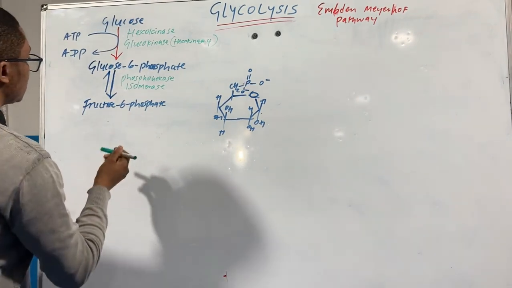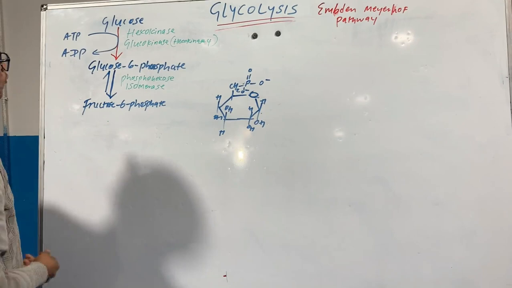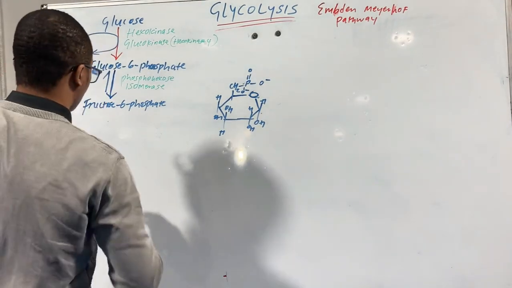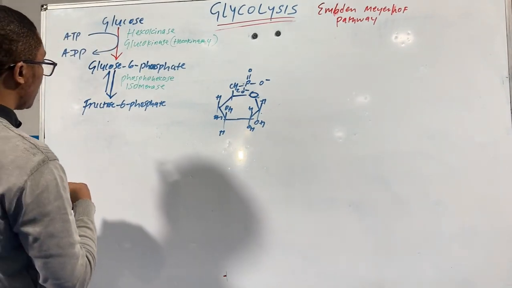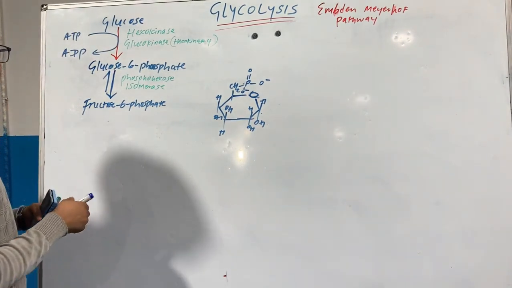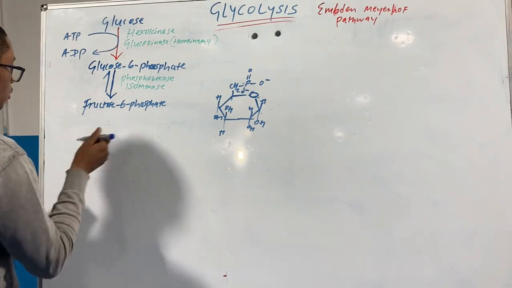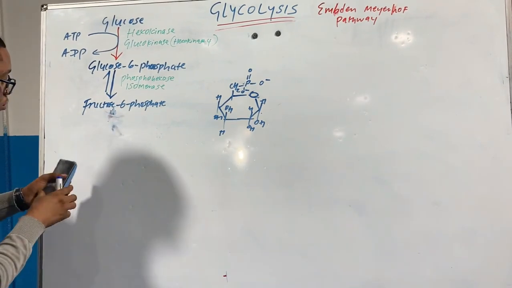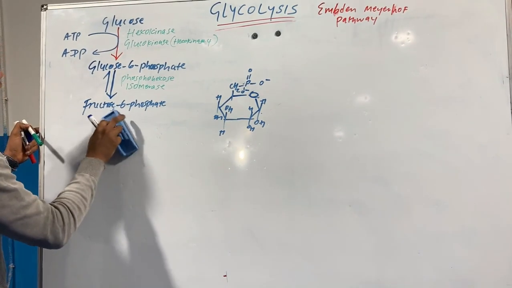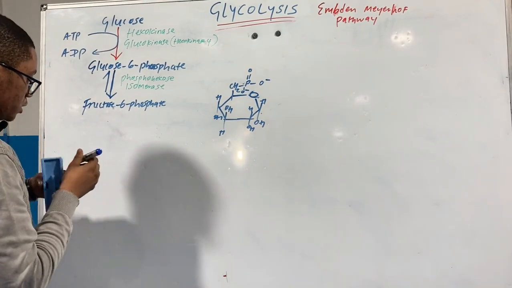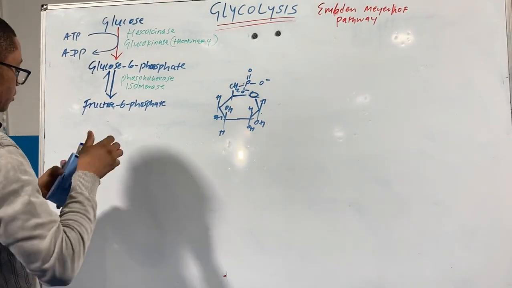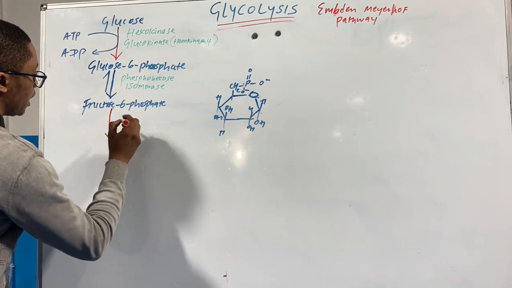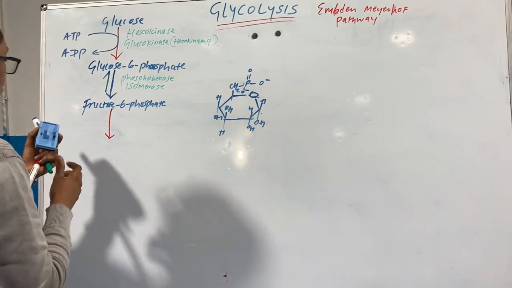All right. So now the next step is the phosphorylation of fructose 6 phosphate into fructose 1,6 bisphosphate. Okay. Now, the enzyme that catalyzes this reaction is called phosphofructokinase 1. This is an irreversible reaction. So I'm going to put that down in red. Since it's an irreversible reaction, because these stages are highly regulated. Okay, they are highly regulated.